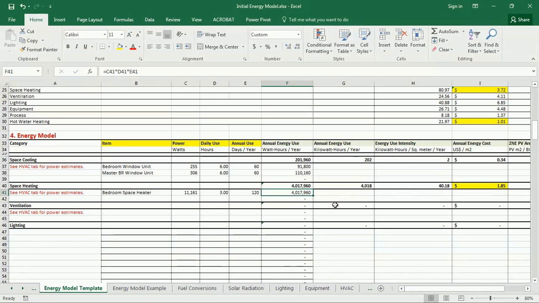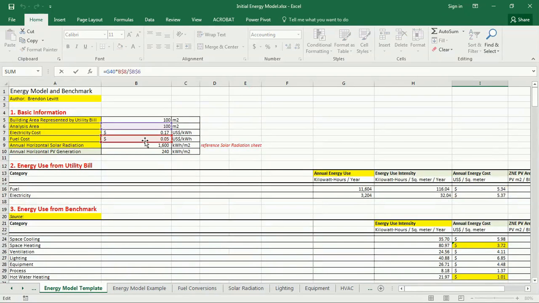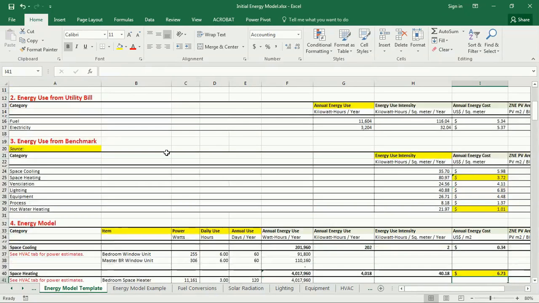Again, same as I said for the cooling, this all automatically fills in. The one thing you do have to be careful of, which I pointed out earlier, is that this cost is tied right now in my spreadsheet to fuel costs. So I can show you it's linked to fuel costs. If you're using electricity, you're going to want to move that up to there.